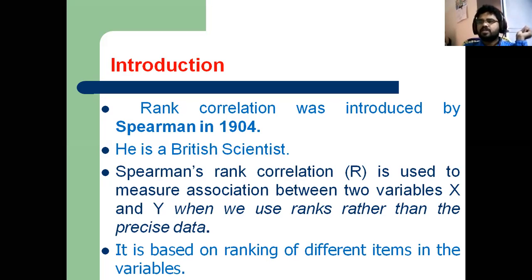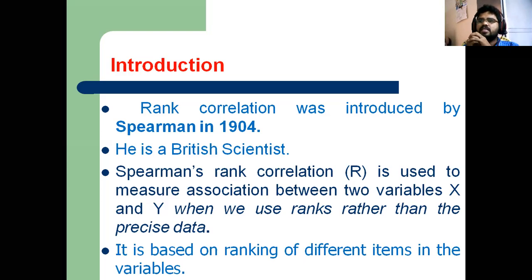The Spearman rank correlation, that is R, is used to measure the association between two variables. The meaning of correlation is the same for the Karl Pearson coefficient and the Spearman coefficient. But when the data is quantitative, we can use Karl Pearson, and when the data is qualitative, we can use Spearman. We can use both correlations to measure the association between two variables or more than two variables, x and y, or x, y and z also.